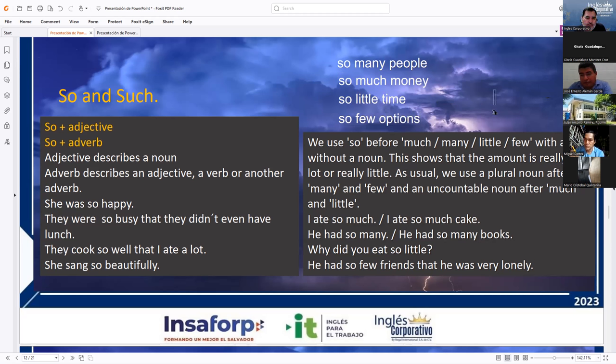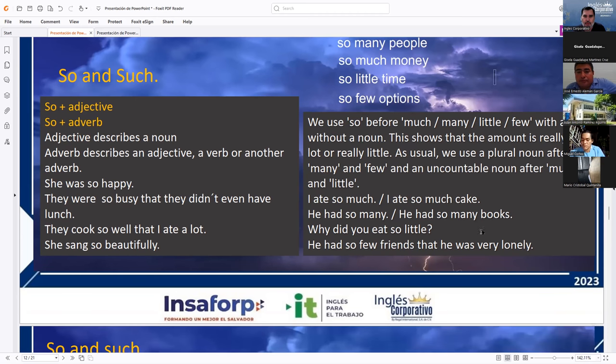So few options. Few is with countables. Little is with uncountables. Many is with countables. Much is with uncountables. So we say so many people, so much money, so little time, so few options. Okay. I ate so much cake. He had so many books. Why did you eat so little? He had so few friends that he was very lonely. Okay.